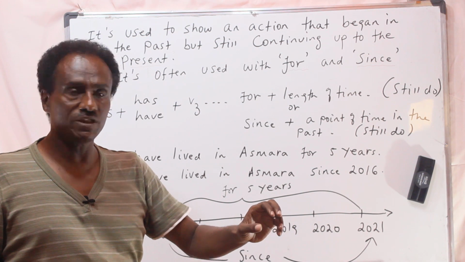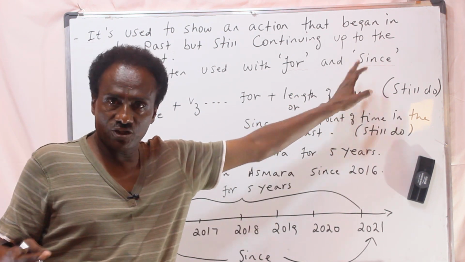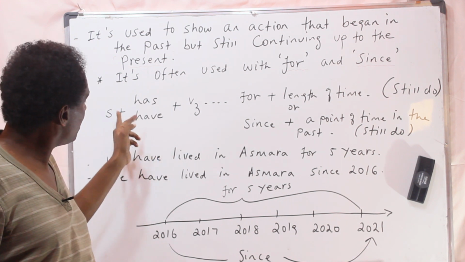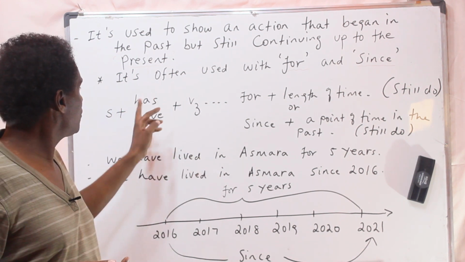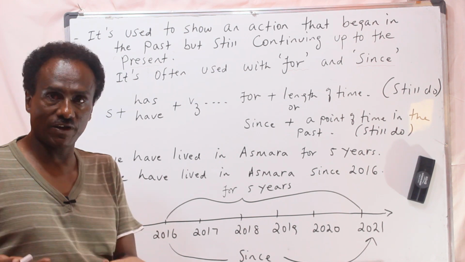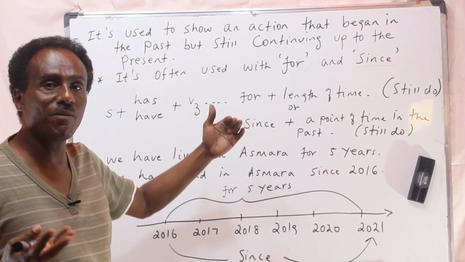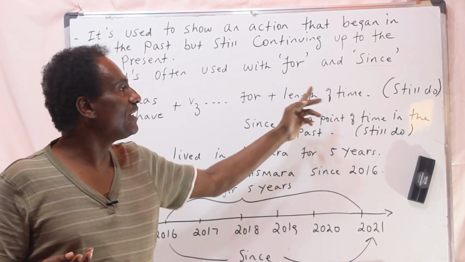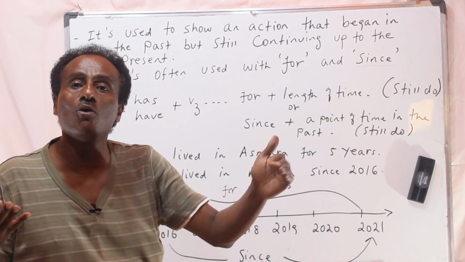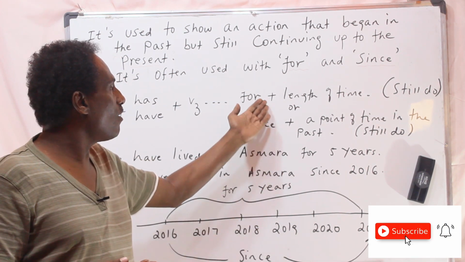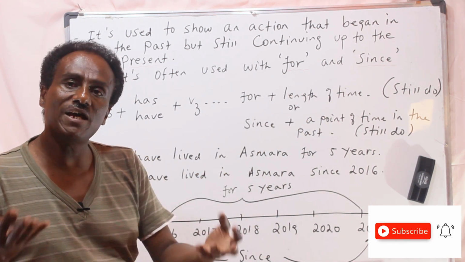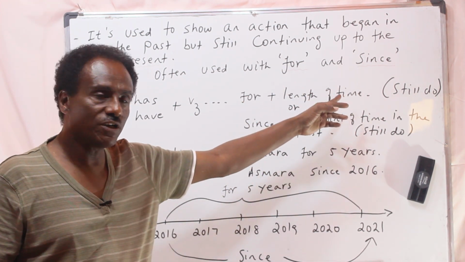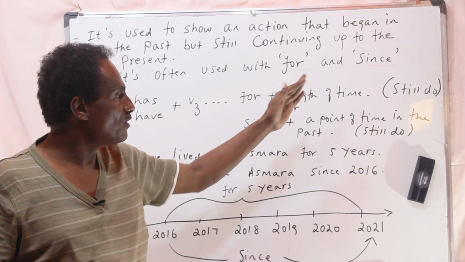Subject plus has or have plus verb three, present perfect. With for plus length of time. Length of time, how long something happens. For 5 years, for 5 hours, for 2 years, for 2 months.